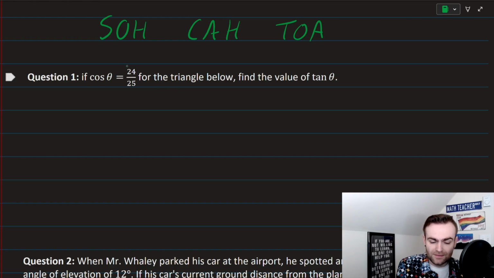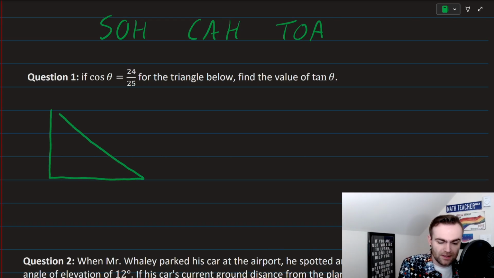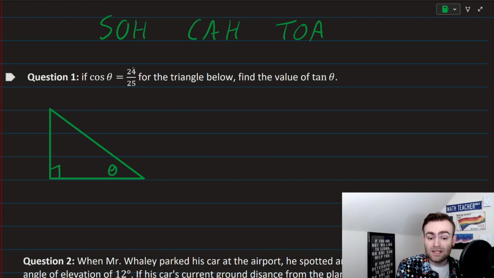If cosine of theta is equal to 24 over 25 for a triangle below, which I did not draw, find the value of tangent of theta. So let's draw that triangle. It doesn't matter how we draw it, just how we label it. So we'll put a right angle here, we'll put a theta here. So cosine is adjacent over hypotenuse. So the adjacent side for this triangle would be this one, so we'll call this 24. We'll call this side 25 since it's the hypotenuse.